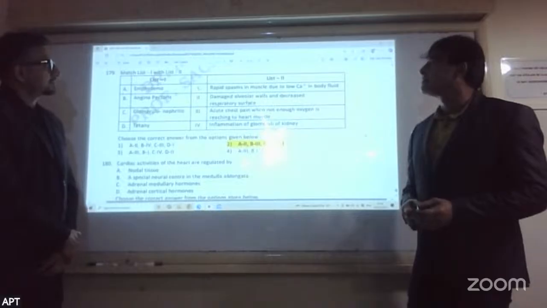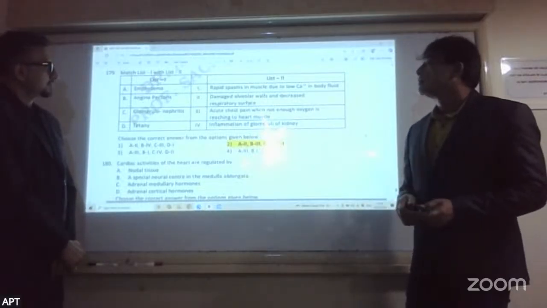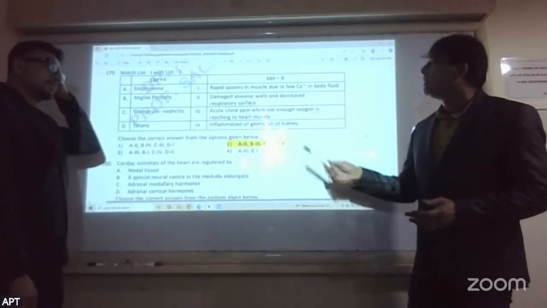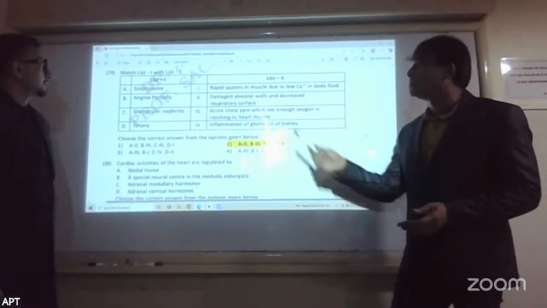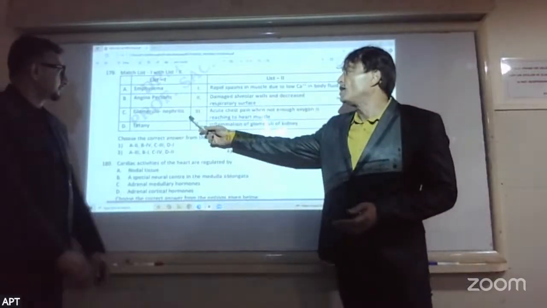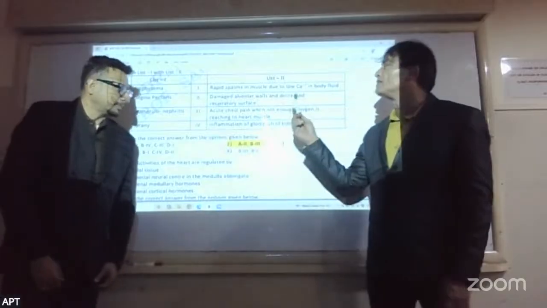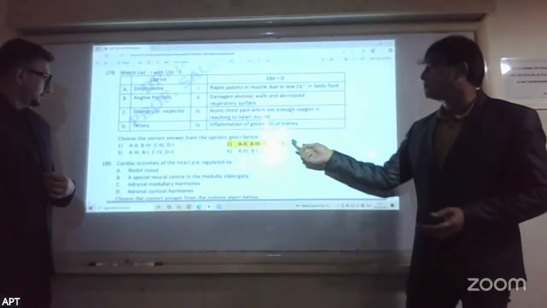Diseases and their corresponding characteristics or symptoms. Emphysema is obviously damaged alveolar walls. Angina pectoris, acute chest pain. Glomerulonephritis, inflammation of glomeruli. Obvious answer. Tetany is rapid spasm. So answer is 2.